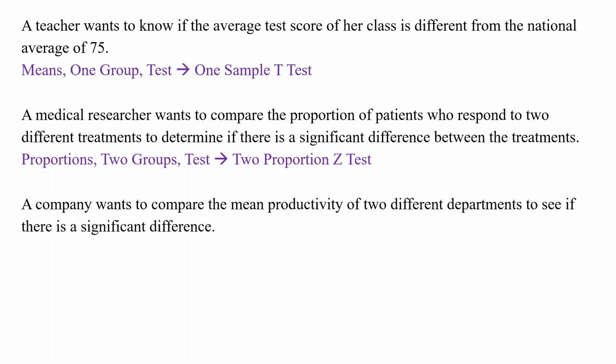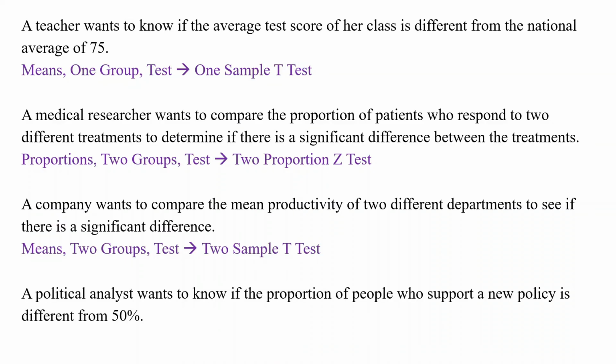A company wants to compare the mean productivity of 2 different departments to see if there is a significant difference. So mean productivity is going to be working with means. 2 different departments means there's 2 groups. And we're looking at a significant difference, so we're going to be running a test. This is a 2-sample t-test.